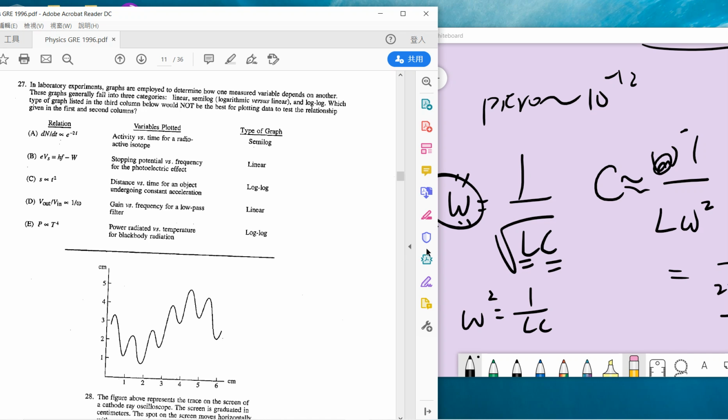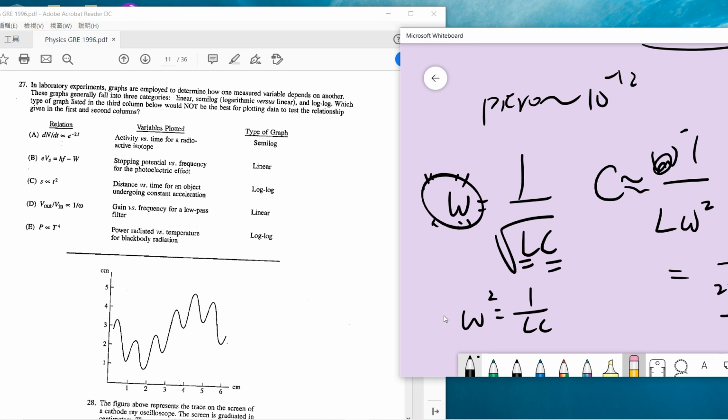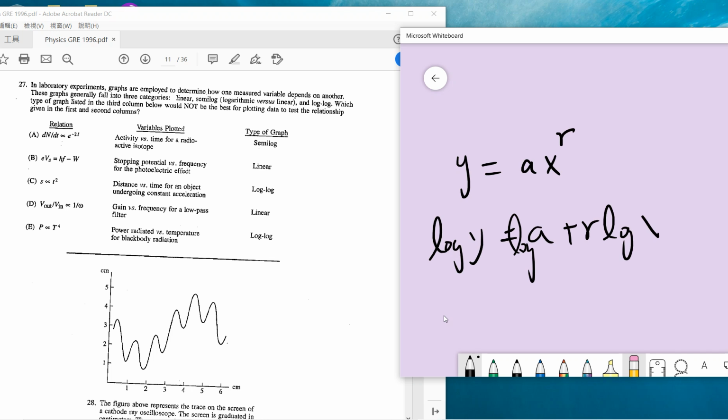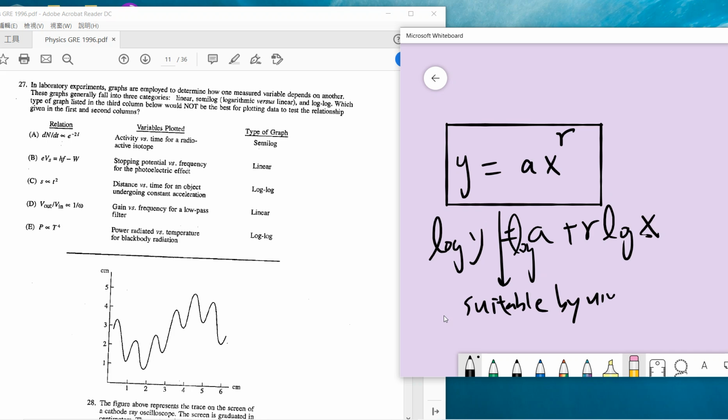And S is t squared. We take log. Let me summarize the important thing. Usually when you have y equals A x to the r, and you use the log plot, then it will become linear. So this one is suitable for using log, and this is linear, and this is not good, right? This is p to t to the fourth. What should we use? What we should use is the log plot. This log plot is okay.